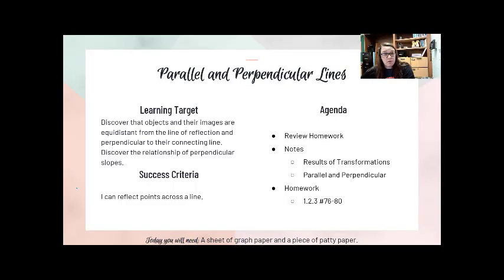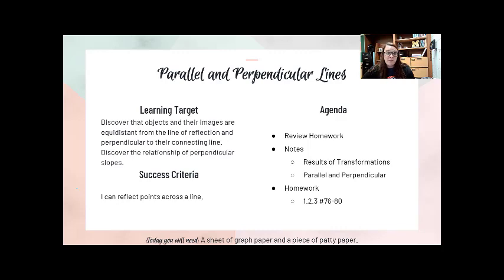Today we're going to look at parallel and perpendicular lines. Our learning target is to connect a bunch of things we've been doing. We're going to look at images and how they're equidistant from their line of symmetry and how they're perpendicular to the connecting line, as well as look at the relationship with perpendicular and parallel slopes. You'll know you're successful when you can reflect points across a line.